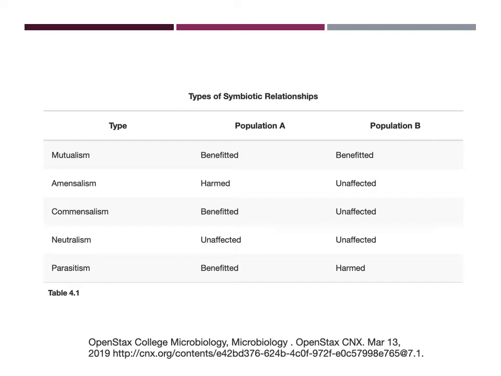With the mutualistic relationship, as you can see from the table, both population A and population B are going to benefit from those interactions with each other. For commensal, one population is going to benefit, but the other one is unaffected. So they're not harmed, but they don't benefit either. And then with parasitism, one population is going to benefit, where the other one actually is harmed. So it comes at a cost. And for population B, for the host, it's not beneficial. So we're going to look at some examples of these three different types of symbiotic relationships.